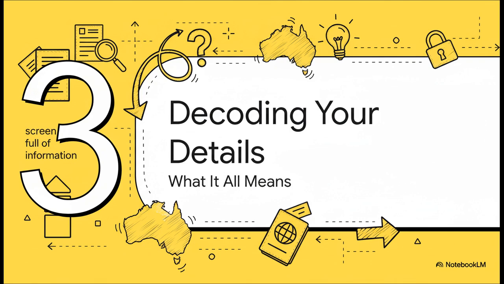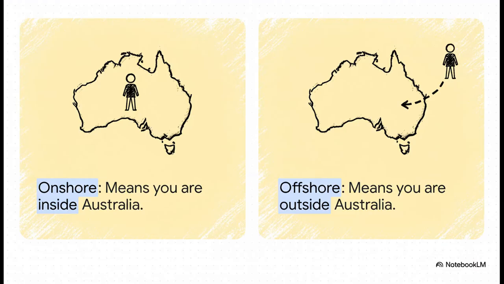But getting the data is just step one. The real trick is decoding it, understanding what it all actually means for you. Okay, first up, you'll see a word like location. It's a quick one, but it's important. If it says onshore, that just means you were physically inside Australia when the visa was granted. Offshore means you were outside the country. See? Simple. But it's good context to have.